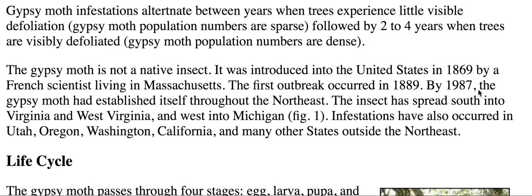By 1987, the gypsy moth had established itself throughout the Northeast. The insect has spread south into Virginia and West Virginia and west into Michigan. Infestations have also occurred in Utah, Oregon, Washington, California, and many other states outside the Northeast.